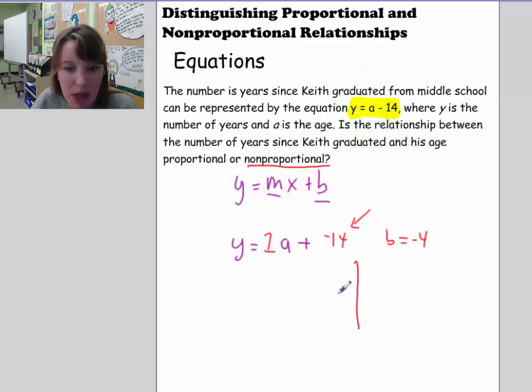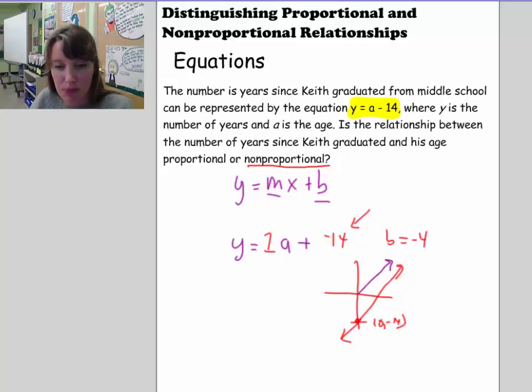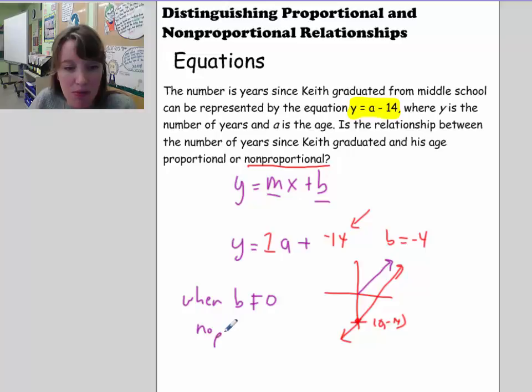So essentially what ends up happening is it actually crosses at the point (0, -14). The line will go something like this, and it doesn't cross through the origin like we would assume a proportional relationship would. So anytime the b is not equal to 0, then it's non-proportional.